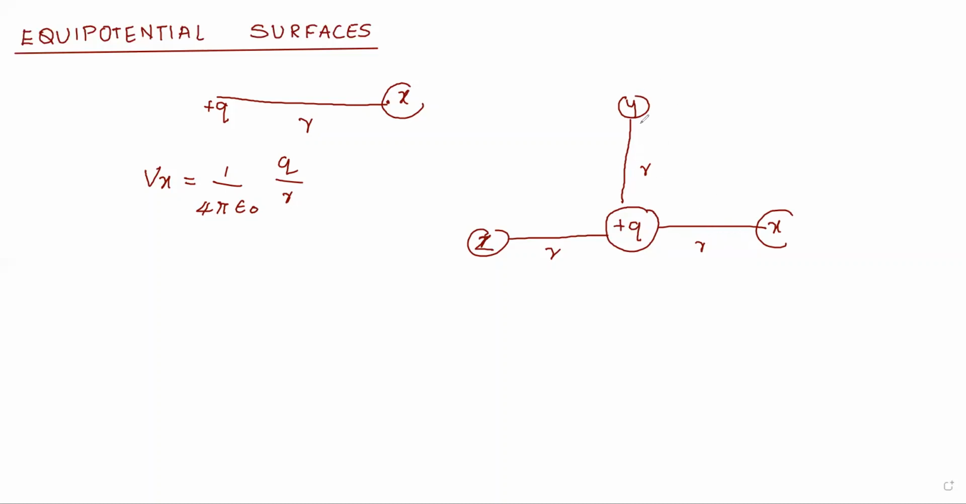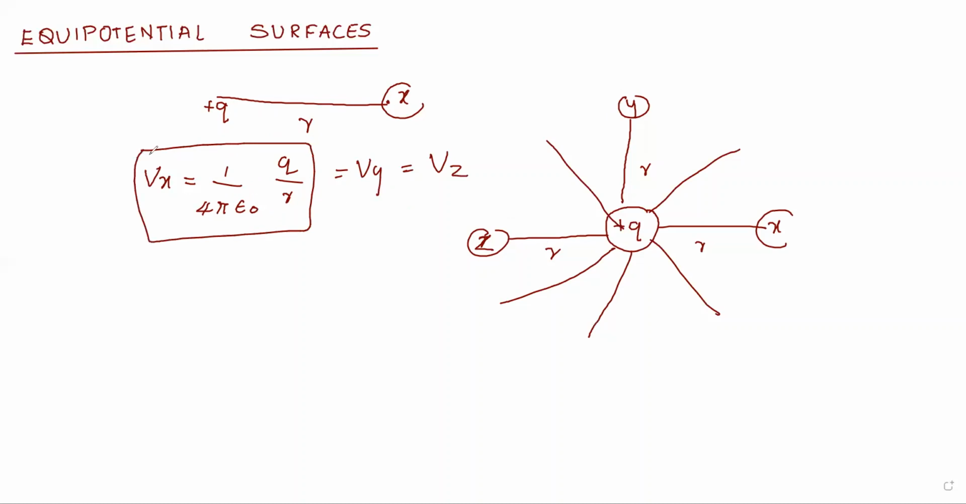So the potential at y will be Vy is equal to 1 by 4 pi epsilon naught q by r. It will be same for Vy and it will be same for Vz. By this, what I can say is, if I consider n number of points like this and try to find out the potential at these points, I will find the potential to be same. That is, the potential at all the infinite number of points here will be same.